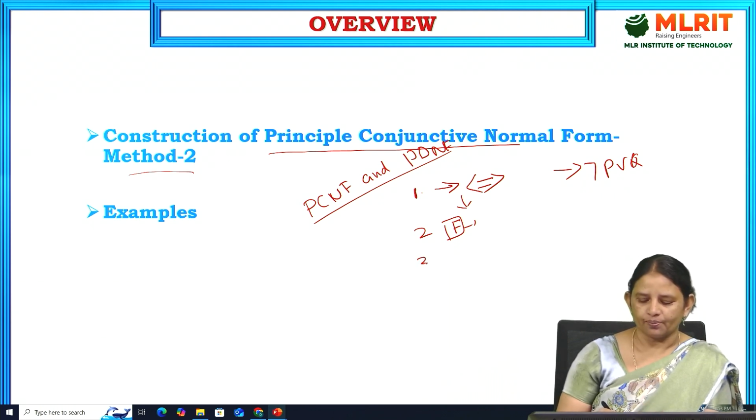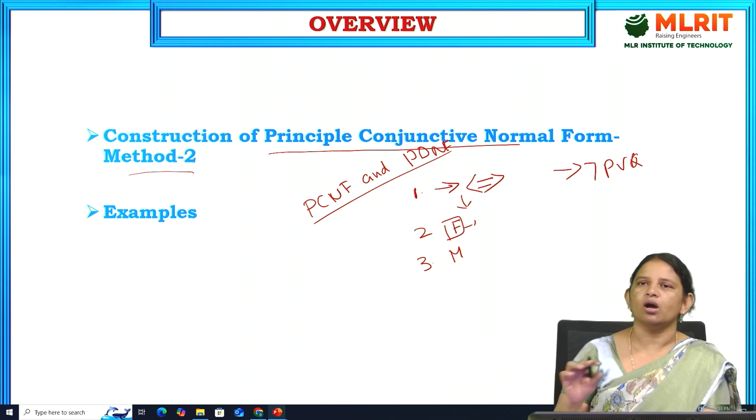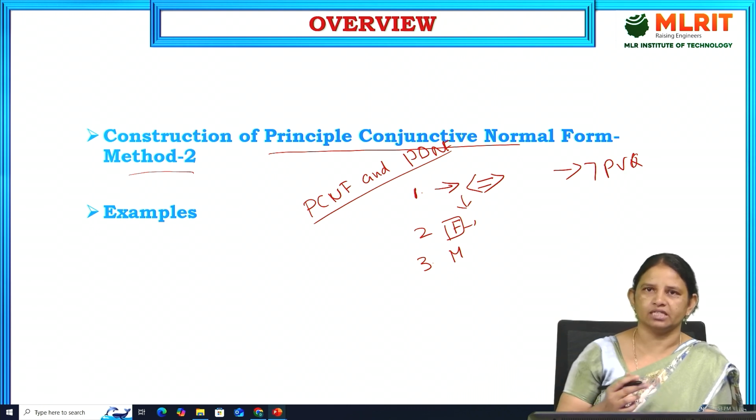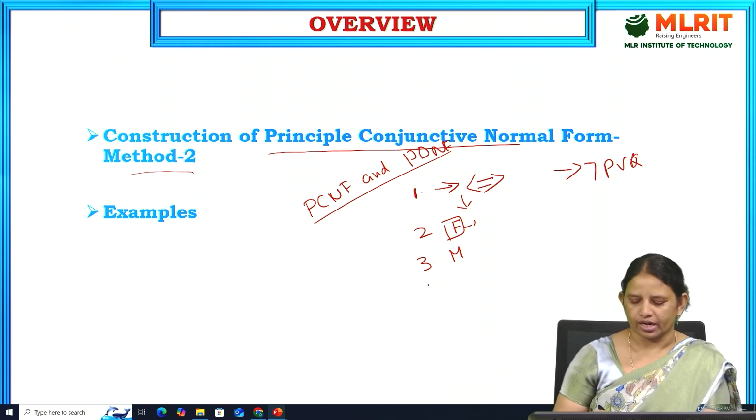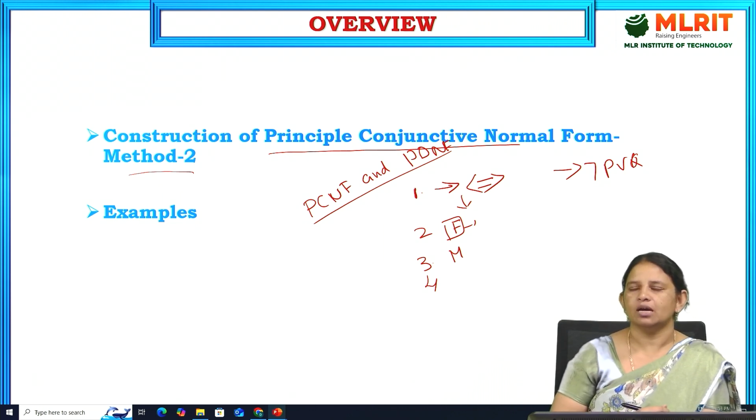And all the max terms must be unique, that means no duplicates. If any max term is repeated more than once, then you have to drop the repeats, according to the rule that max terms must be unique. And the fourth one is apply the distributive law as well as De Morgan's law to get the required format of PCNF. We need to follow these rules to construct the PCNF.